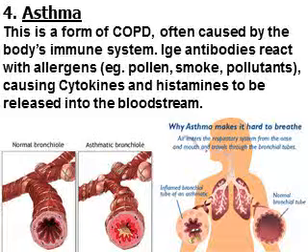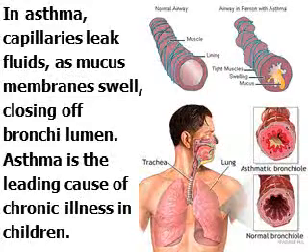You can see in this diagram a normal bronchiole and then an asthmatic one, where the lining, the endothelium, thickens with fluid, and now our lumen is reduced. Capillaries are going to leak fluids as the mucous membranes swell, and as I mentioned, the lumen's going to close off. And this is where you have a wheezing on the exhalation. So a normal breath in, and on the exhalation, that is one of the hallmarks of asthma.